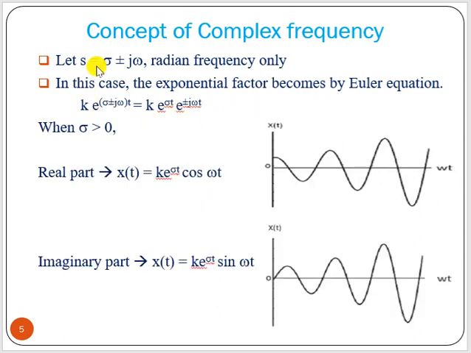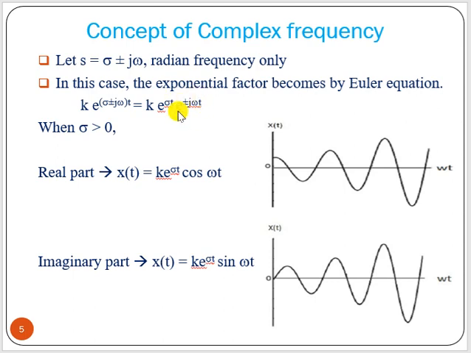Now say if we have both sigma and j omega terms, sigma can be positive, it can be negative. When sigma is positive, it will be e to the power sigma t into e to the power j omega t. Then we can write the real part of that is e to the power sigma t cosine omega t, and the imaginary part is e to the power sigma t sine omega t.